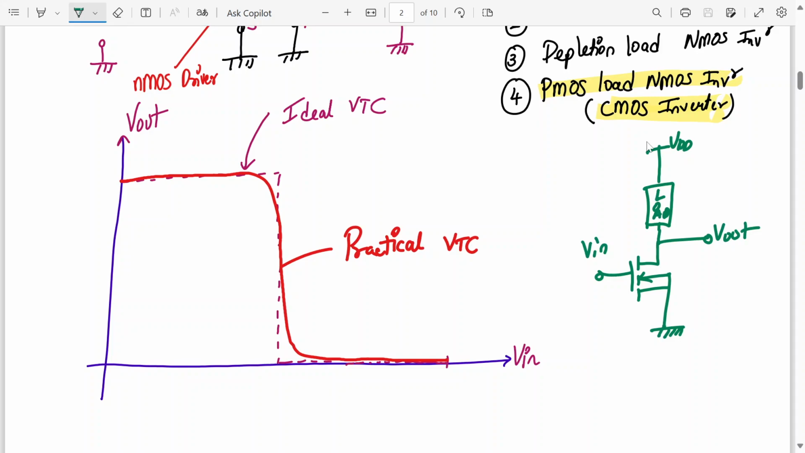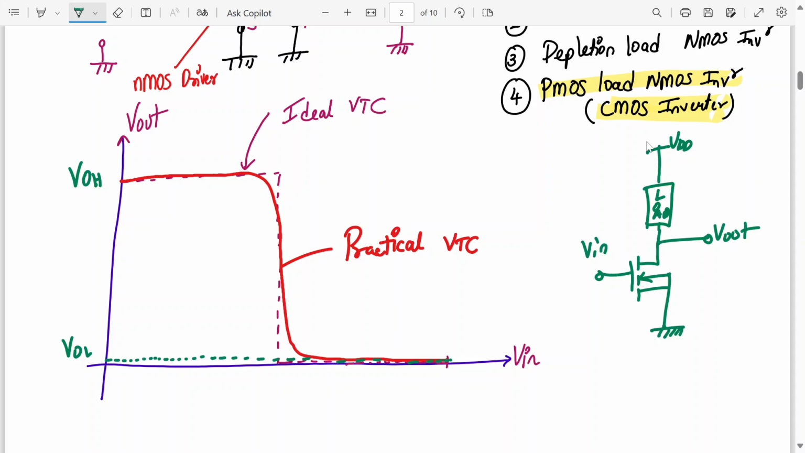Now listen here. The maximum value attained by this curve is called VOH. The minimum value attained by this output curve is called VOL. This VOL is not always equal to 0. It might be some value over here. So this may or may not be equal to 0. This is VOL. Ideally we want it to be equal to 0.